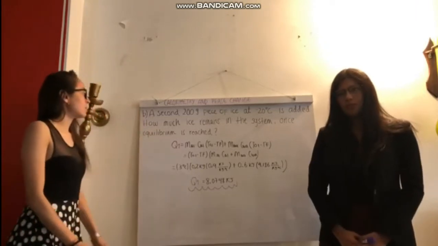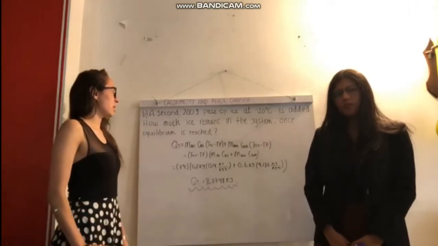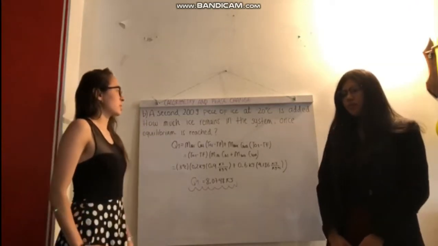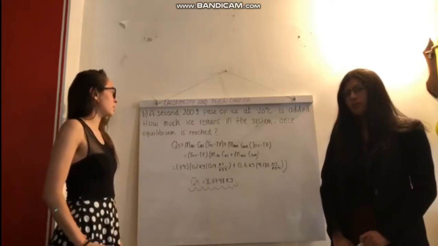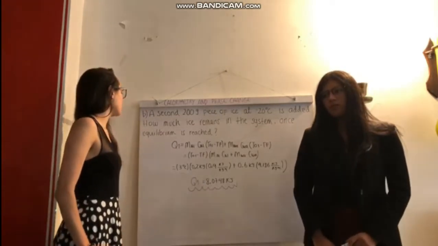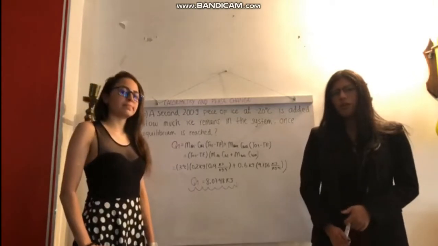Okay, B. A second 200 grams piece of ice at minus 20 degrees Celsius is added. How much ice remains in the system once equilibrium is reached?